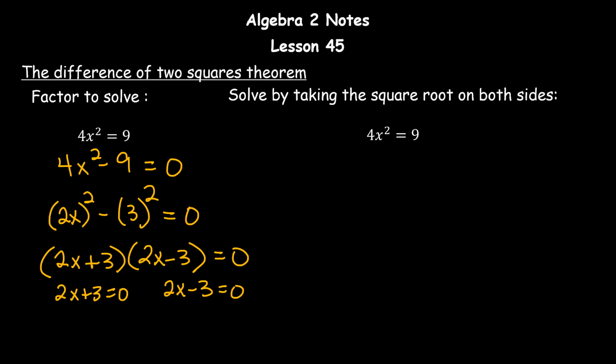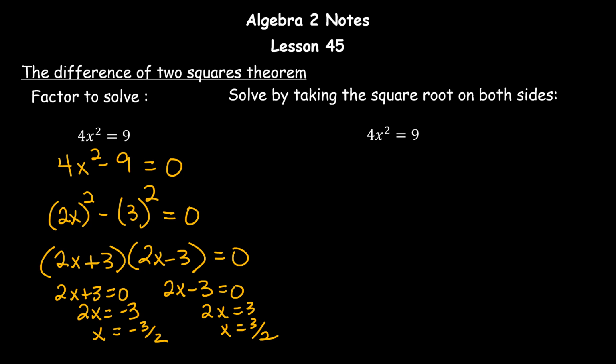If I solve for x here, I've got 2x equals negative 3, so x is negative 3 halves. And over here, I've got 2x equals 3, and x equals positive 3 halves. So when I solve by factoring, I get two solutions, which is what I should expect because the highest power on x is 2, and they are opposites, in this case, negative 3 halves and positive 3 halves.